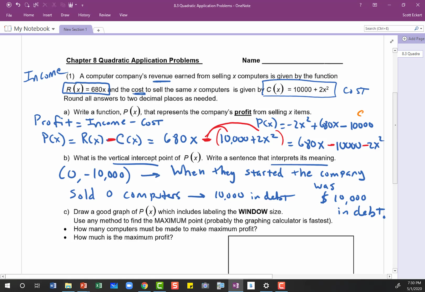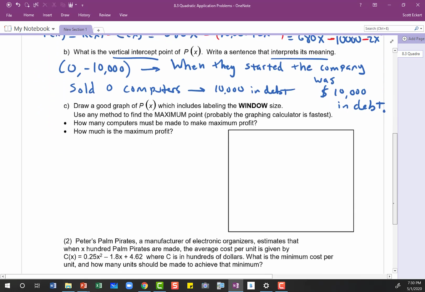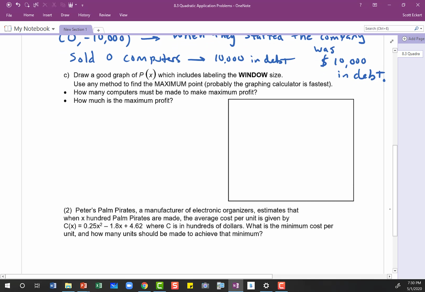Let's scroll down here and continue with the rest of it. It says, draw a good graph of the profit function, including labeling the window, the size. Use any method to find the maximum point. Probably the graphing calculator is the fastest. Second, how many computers must be made to make the maximum profit? And how much is the maximum profit?